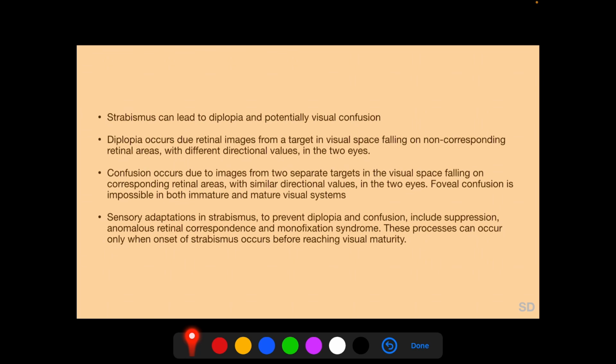Sensory adaptations in strabismus to prevent diplopia and confusion include suppression, anomalous retinal correspondence, and monofixation syndrome. These adaptive processes can occur only when onset of strabismus occurs before reaching visual maturity, with the sole exception of central scotoma preventing visual confusion, which can occur even if onset of strabismus occurs after reaching visual maturity.